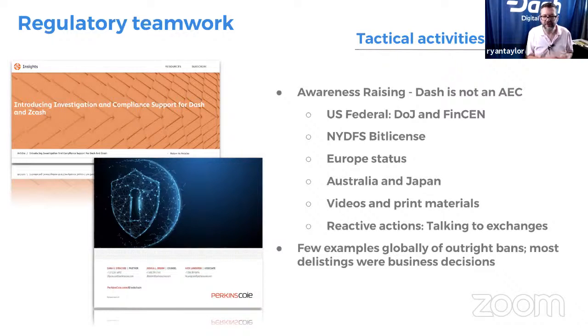There are very few examples anywhere in the globe of outright bans. Japan is one example, but they tend to be fairly rare. And the rest of the jurisdictions tend to state what the requirements are. You have to be able to identify high-risk transactions and so on. And of course, we have those tools available to the exchanges. So I don't think that there's a risk of mass delistings.